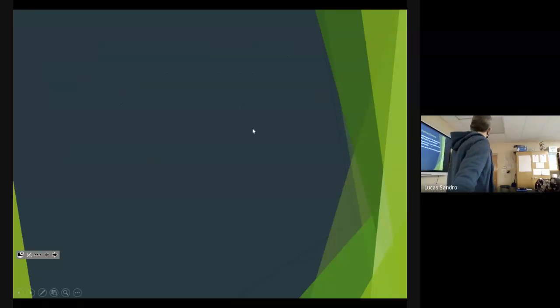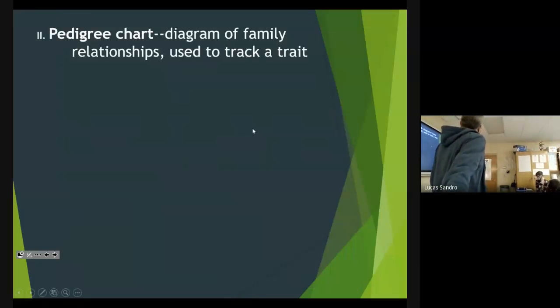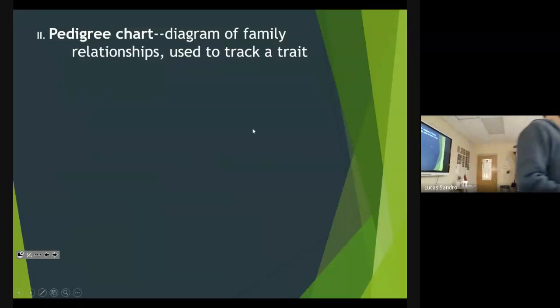All right, shifting gears again, and these are what karyotypes look like. This is one of my former student, which you can really only tell one thing, which is that it's a boy, because it's the X and Y at the end there. Pedigrees is where we're going now. Pedigrees are kind of the new Punnett square for us. Punnett squares started last week.